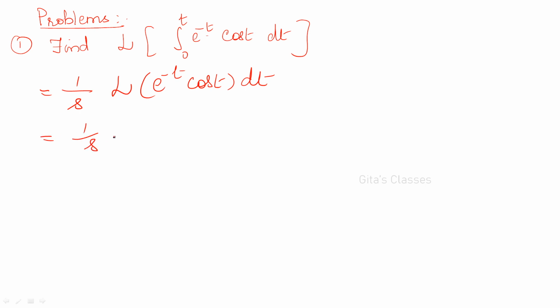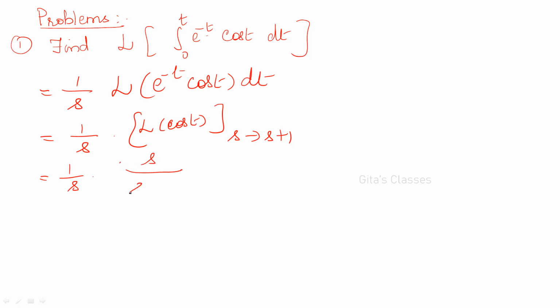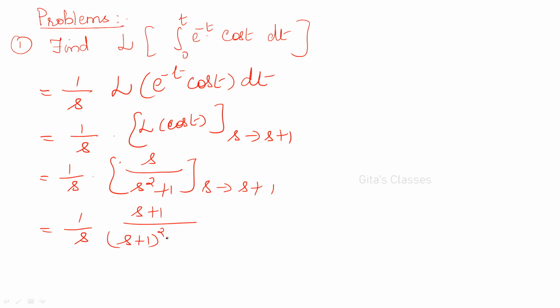That is 1 by s into, what is L of e power minus t? When it is multiplied by e power at or e power minus at, you have to recollect the first shifting theorem. So without this e power minus t, first let us find L of cos t, in which s should be replaced by s plus 1. That is 1 by s into L of cos t, which is s by s squared plus 1, in which s should be replaced by s plus 1. That is equal to 1 by s into s plus 1 divided by s plus 1 the whole squared plus 1.